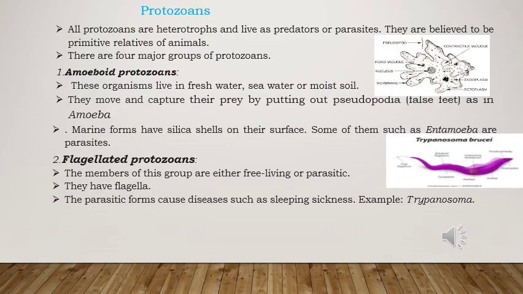So let's start with the next group, that is protozoans. Protozoans are heterotrophs and live as predators or parasites. So these are the primitive relatives of animals because they act as predators. The main four groups of these protozoans are amoeboid, flagellate, ciliated, and sporozoic. So the first one is amoeboid protozoans.